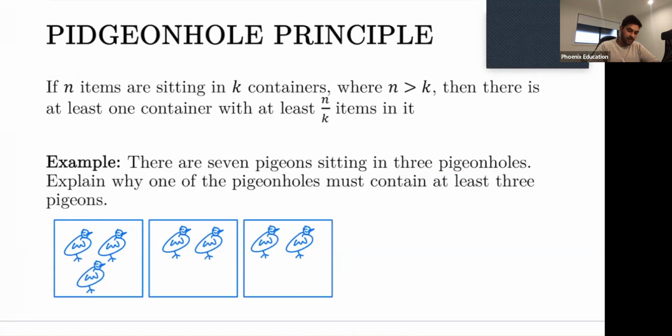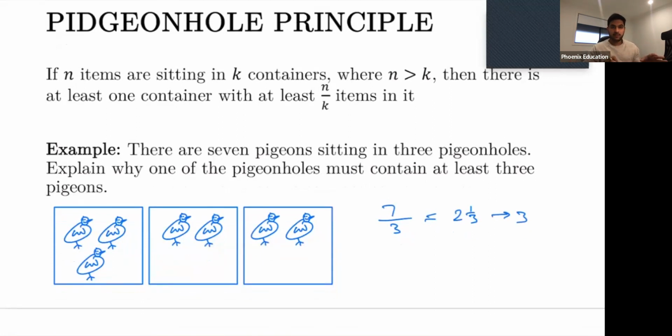So in this case, if we use a formula, we would have 3 pigeonholes, so 3 on the bottom, and we have 7 pigeons that we're trying to fit in. So this comes out as 2 1/3, and we would pretty much just round that up. And once you round it, you get 3, which tells you that one of the containers needs to contain 3. So this is the basis of the pigeonhole principle.